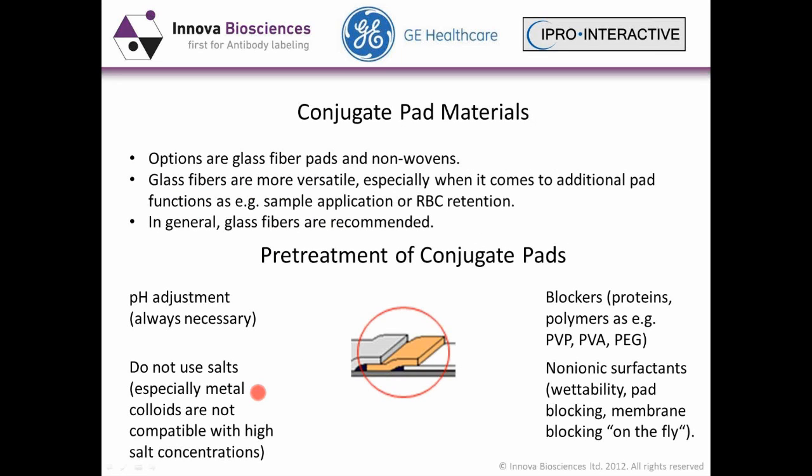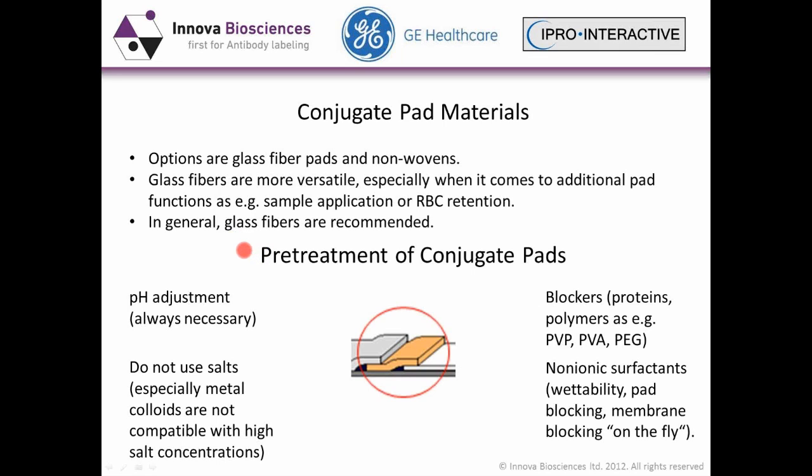As conjugate pad materials, we routinely talk about either glass fiber pads or nonwovens. Glass fibers are more versatile, especially when it comes to additional pad functions, so a combined pad of sample pad and conjugate pad. And in most cases, people like to work with glass fibers. But you have to keep in mind, if you want to go with reel-to-reel machinery, you will have to select your glass fiber pads very carefully, because they have to have a reasonable mechanical stability even in a wet state. And with glass fibers, that can become critical.